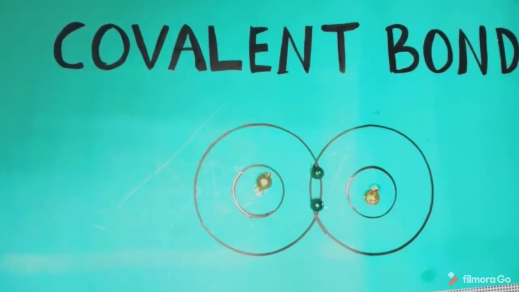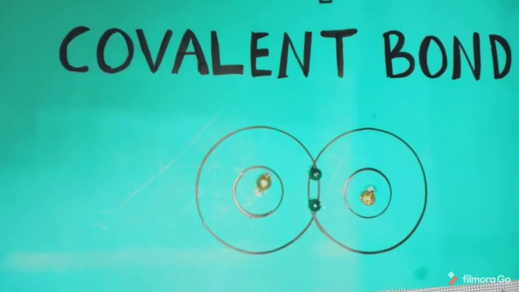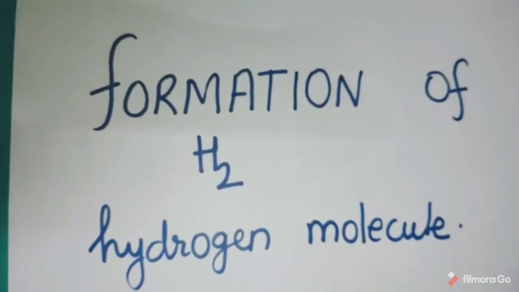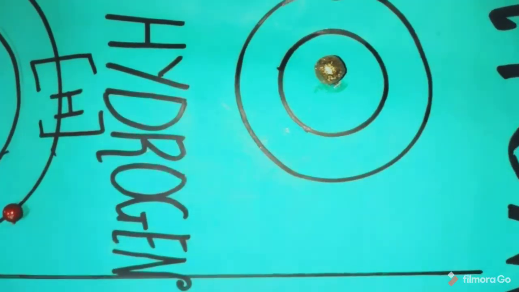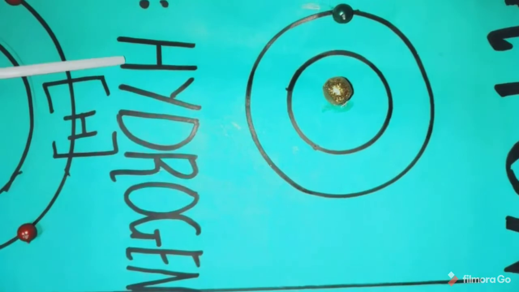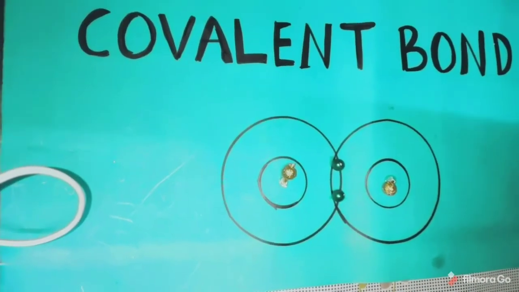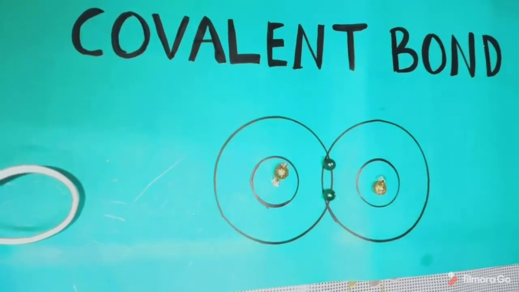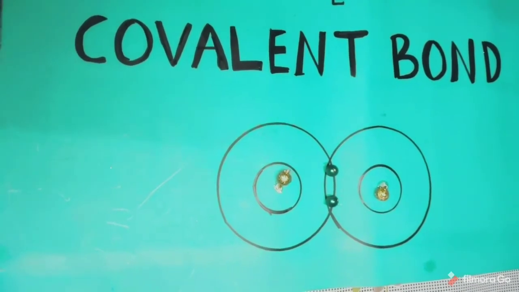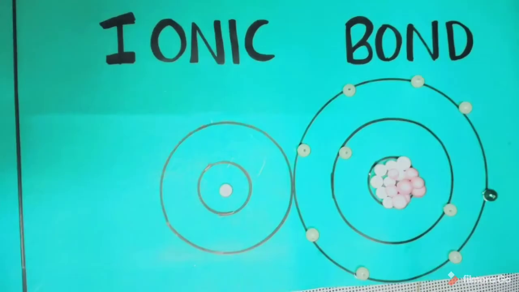Next is covalent bond. A covalent bond is formed by sharing of 2 electrons between 2 or more atoms. Let us take an example of a hydrogen molecule. For this, I have taken 2 hydrogen atoms which have 1 electron each. Remember, electrons in the outermost shell can move easily. By sharing of 2 electrons, a covalent bond is formed. Bond means 2 electrons between 2 atoms.